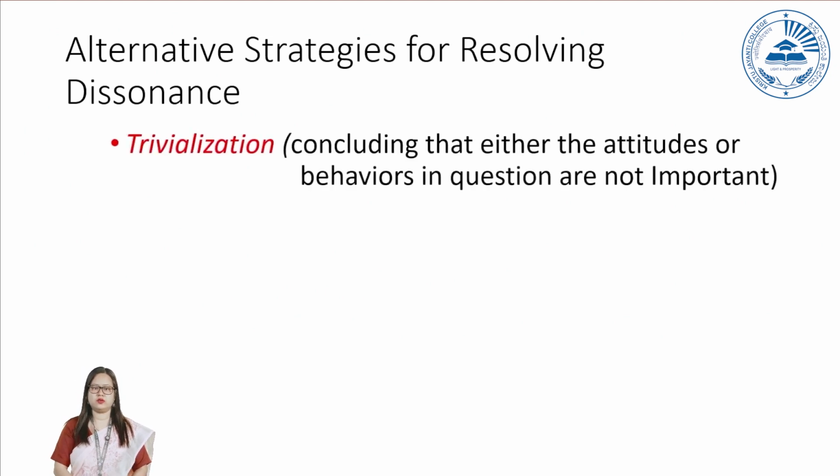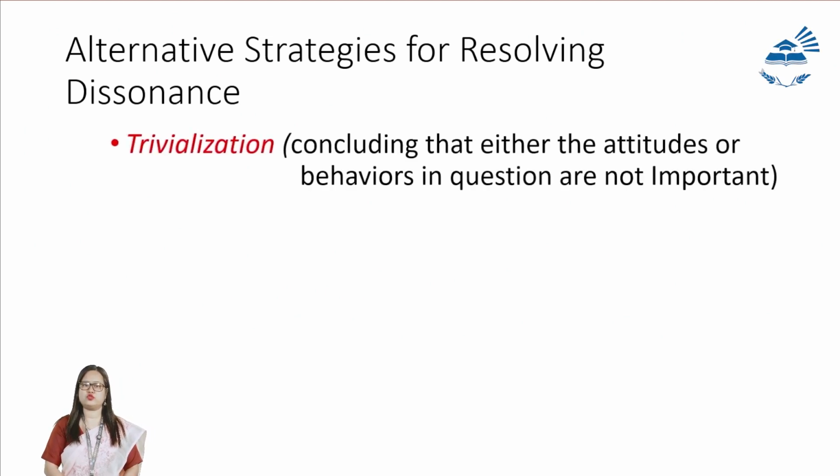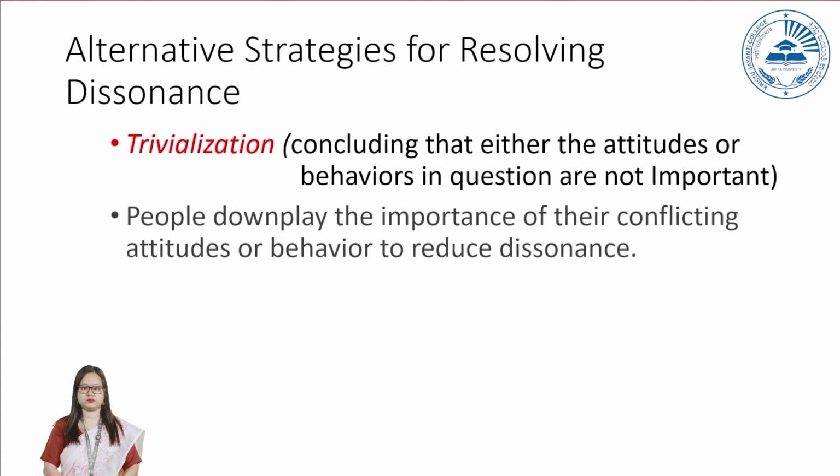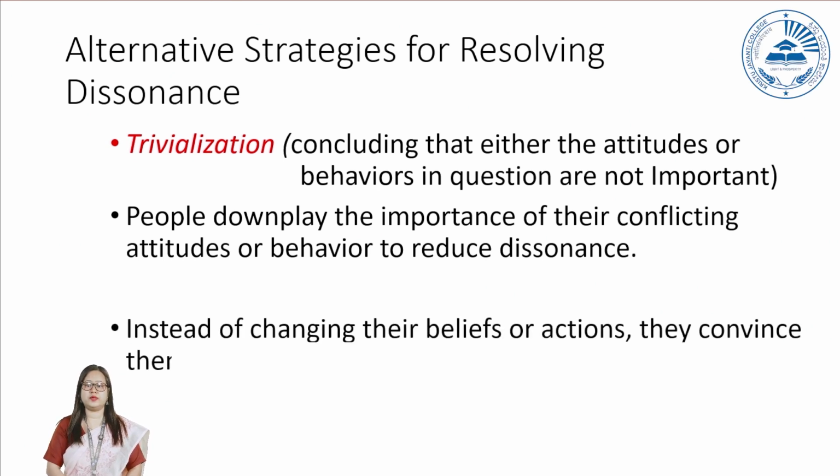So next are alternative strategies for resolving dissonance. There are two types of resolving the dissonance. The first one is trivialization. People downplay the importance of their conflicting attitudes or behavior to reduce dissonance. So instead of changing their beliefs or actions, they convince themselves that the inconsistency does not really matter. By trivializing the issue, they avoid the discomfort without changing their behavior.